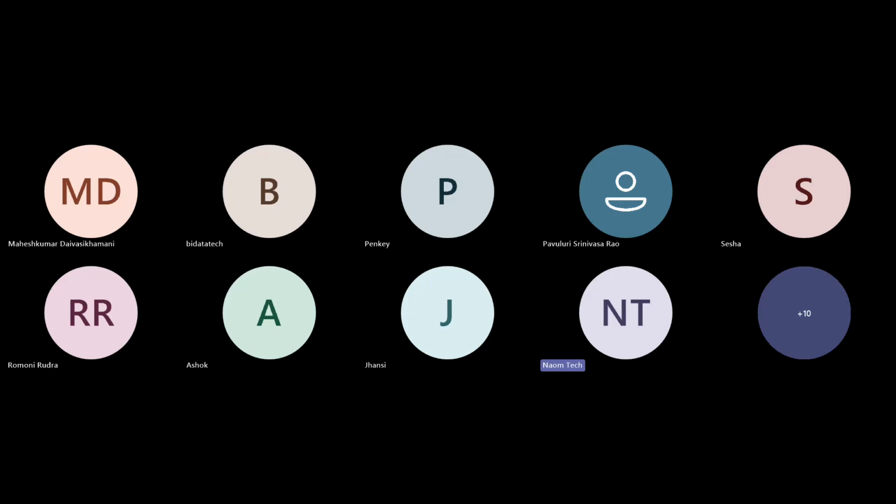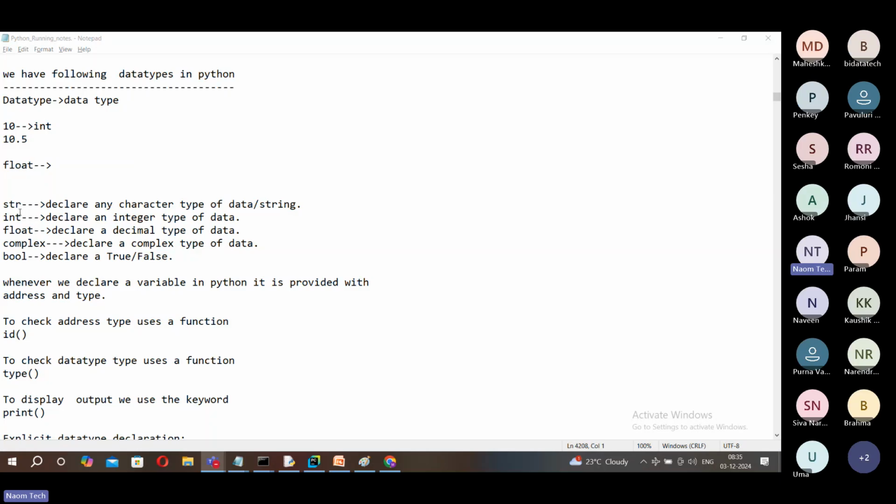Continuing with that, we had understood that we have different data types in Python. All are implicit data types. We don't need to declare them. And these are all the data types. For string, we have str, for integer, int, for float, float, for complex, complex, and for boolean, boolean.